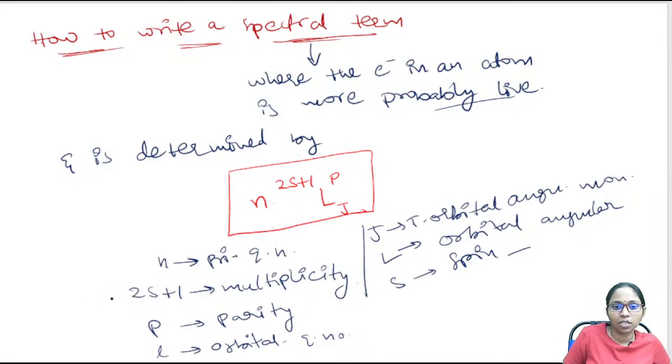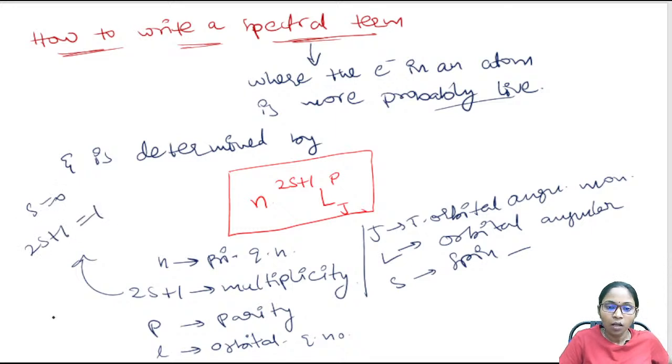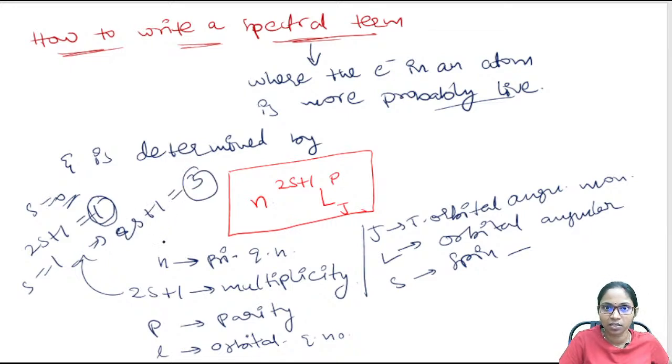What is multiplicity here? 2S plus 1 gives you the fine spectrum of the atom. For example, if the S value is equal to 0, then 2S plus 1 will be equal to 1. Therefore, you will have only one line in the spectrum. For S value equal to 1, 2S plus 1 will be equal to 3, which means you will have 3 lines in the spectrum. Multiplicity gives the number of lines in a spectrum.